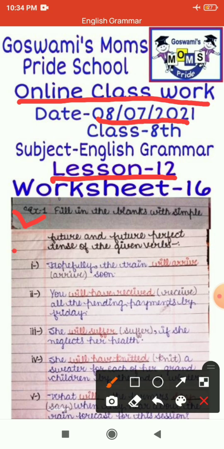So the first sentence is: hopefully the train dash soon. Here the verb is arrive and we have filled with simple future tense, that is will arrive. Will plus first form of verb. Hopefully the train will arrive soon.